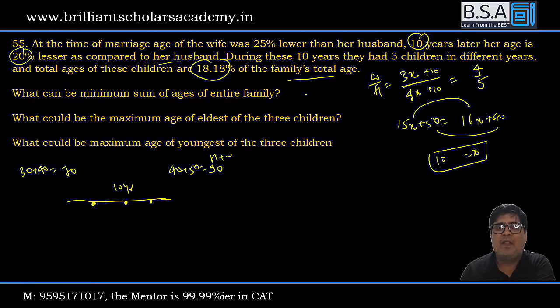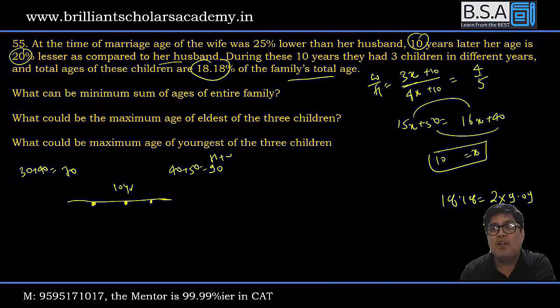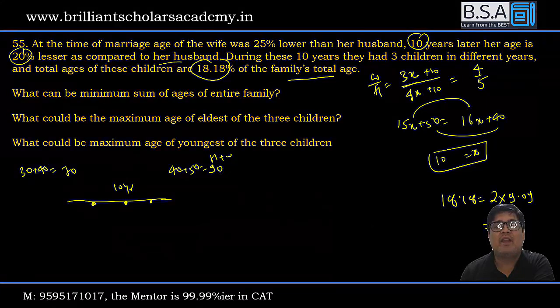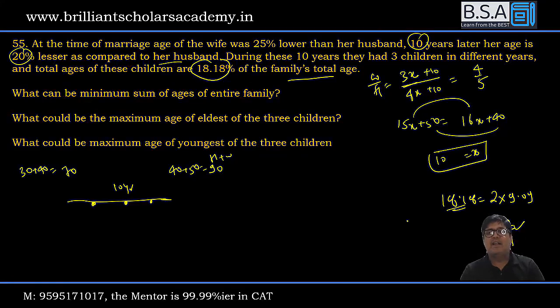Family's age. Now, what is unique about 18.18? Do you remember this kind of theory I've covered? This is 2 into 9.09, which is what? 2 by 11. What are you doing, sir? I'm converting percentage into ratio. This tells me the ages of the three children. Let us say A, B, C are the ages. Upon the family's age must be a multiple of 11.